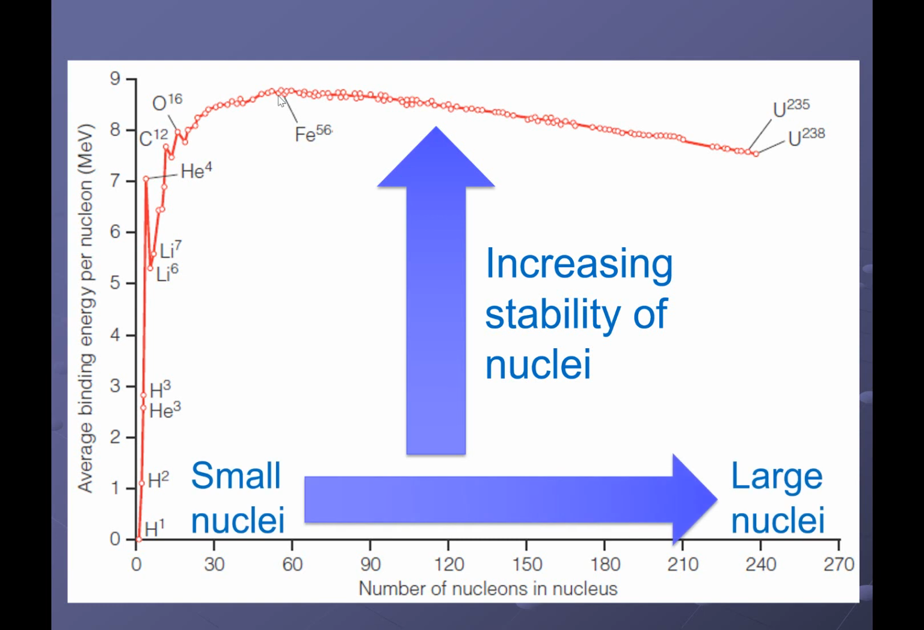So on this chart here, on the x-axis, we have roughly our smaller nuclei. Those are the ones that get fused together, glued together. And as you go across, larger nuclei. And in both cases, we're trying to approach iron-56.